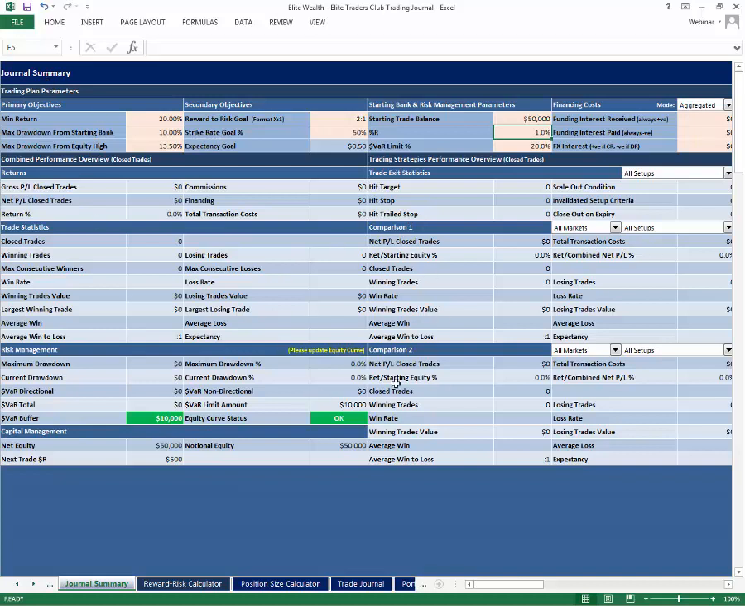Journal summary page is pretty much self-explanatory, quite detailed results here, and they're broken down into quite a number of different categories on there, but only when you have closed trades will you start to get a result on here.